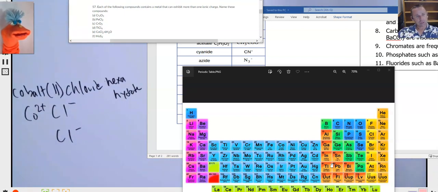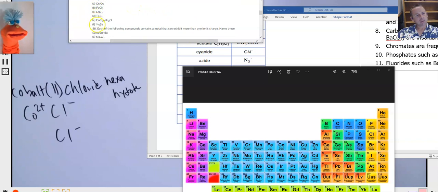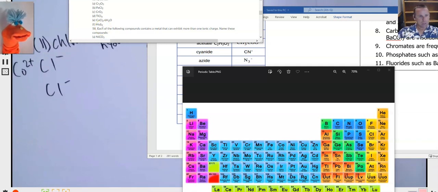Cobalt 2 chloride hexahydrate. Okay. And then our last one here on number 57. Molybdenum 4 sulfide. Very good. Molybdenum 4 sulfide. So how did you know that?